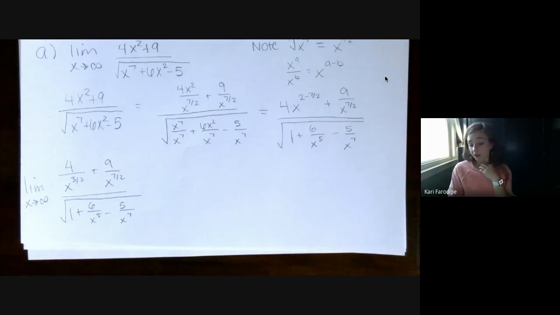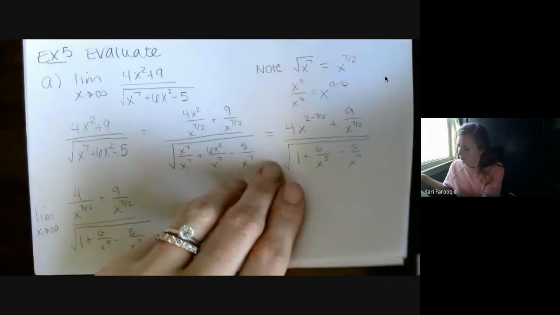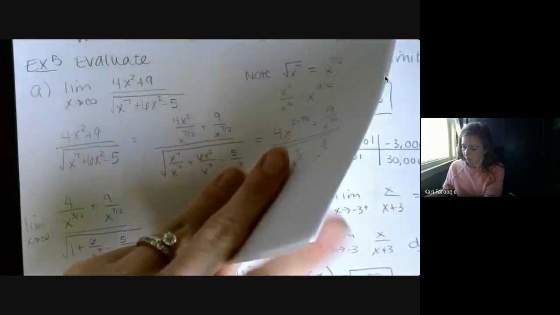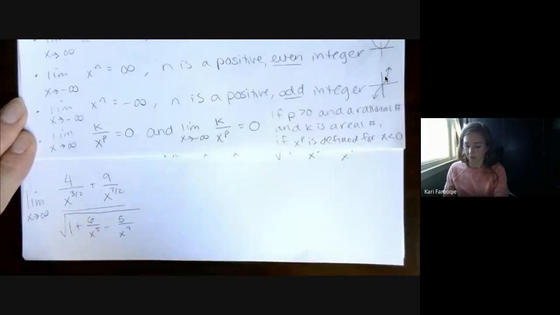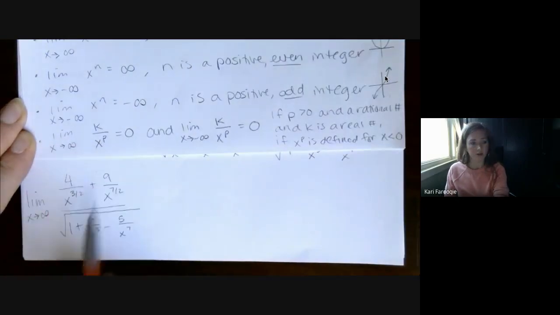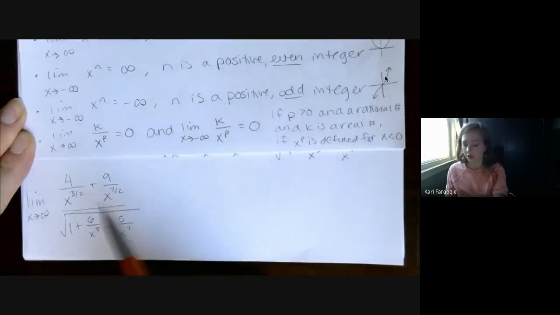All right, now you can take the limit. So I gave you a rule a few pages ago, and it looked like this. The limit as x approaches infinity of k over x to the p is 0. We have that situation here. 4 would be k, x to the p. Well, p is greater than 0, and it's a rational number. Check. Same in both of these terms.